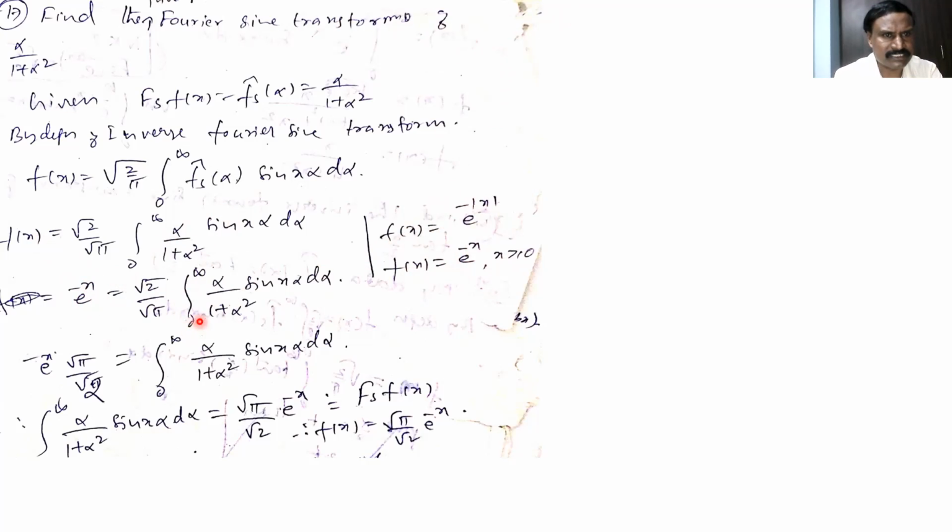This is the same as it is, there is no change. Then root 2 by pi, you take the left hand side, write the reciprocal of this: e to the power of minus x divided by root pi by root 2, integral 0 to infinity alpha divided by 1 plus alpha square sin alpha x d alpha. Then integral 0 to infinity alpha divided by 1 plus alpha square sin x alpha d alpha is equal to square root of 2 by pi e to the power of minus x. Now this is the fs of f of x. Then f of x is equal to square root of pi by 2 e to the power of minus x.